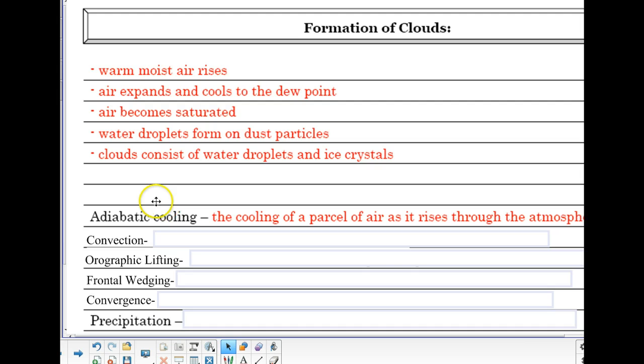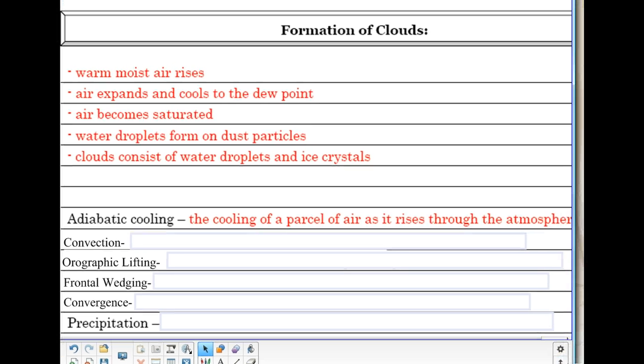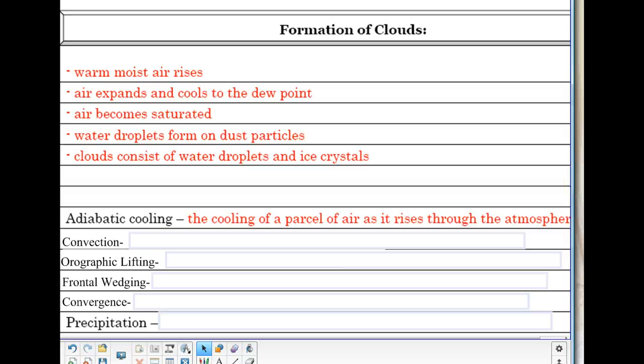As I talked about this adiabatic cooling, it's this cooling because it's rising. The air is rising through the atmosphere. And, sorry, I'll try and put that over here so that you can see it.